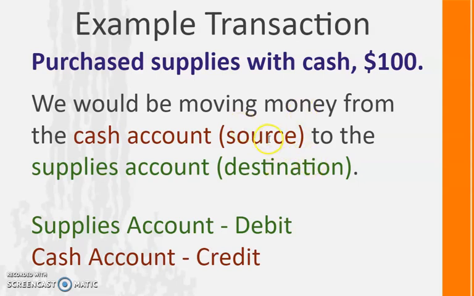If you use the source and destination idea in this transaction, the supplies account would be the debit. It's going to get the transaction on the left side of the T account. And the cash account is going to be the credit. It's going to get the transaction on the right side of the T account.